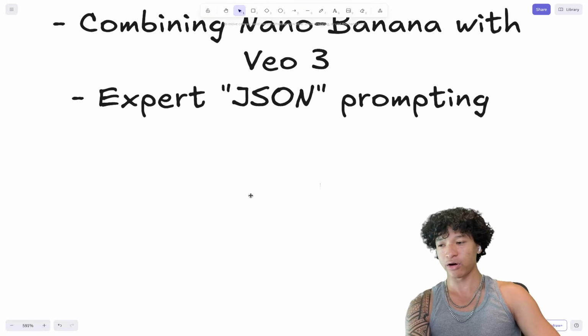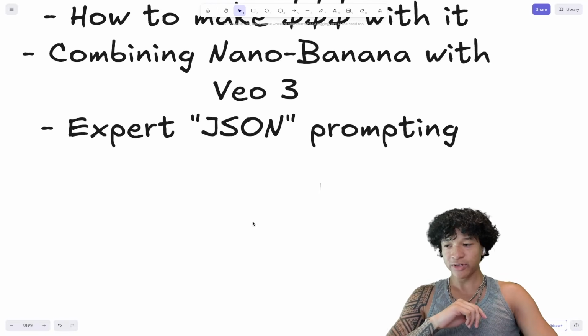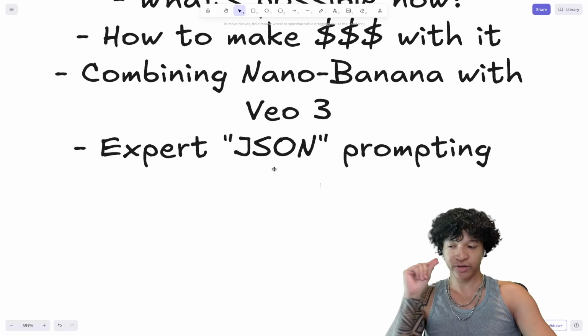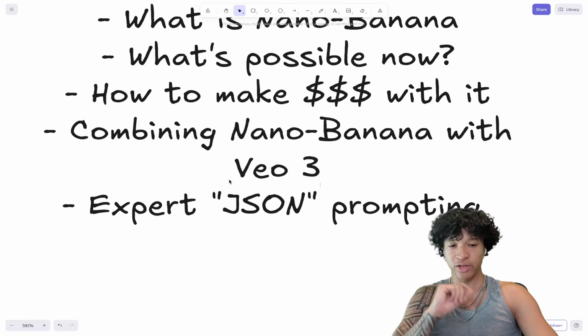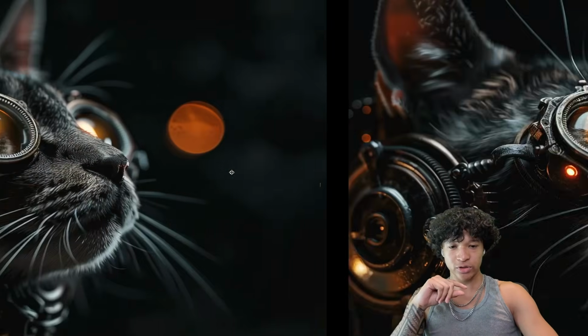And then we're going to go more into the expert level style of prompting. We're going to explain what JSON prompting is and how we could make precise, specific, and perfect edits plus videos with it.